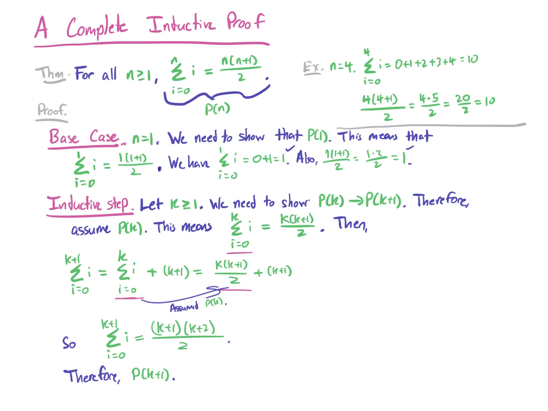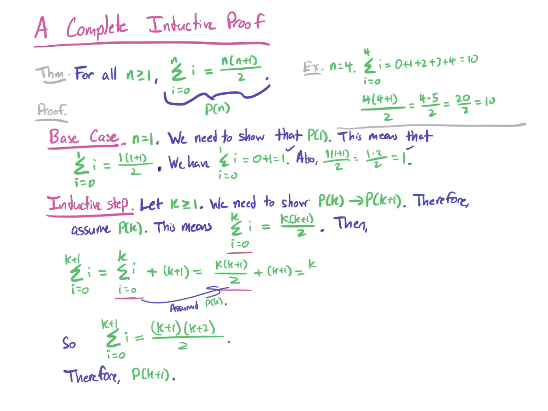Sometimes p of k is called my inductive hypothesis. It's the thing that I assume to be true in order to facilitate my inductive proof. Okay, so now I'm making really good progress because I just need to make sure that I can show that this formula is the same as this formula. And that's just some algebraic simplification now. I've actually already done the hard part.